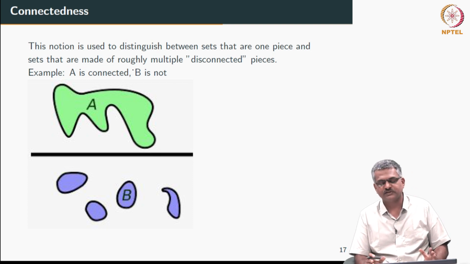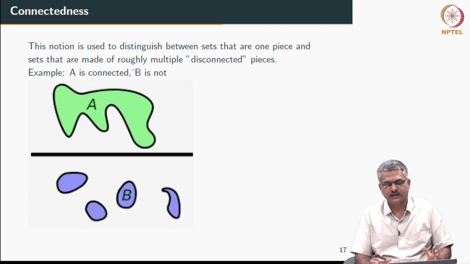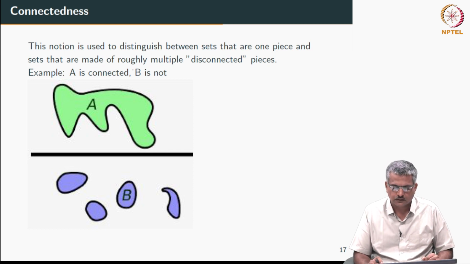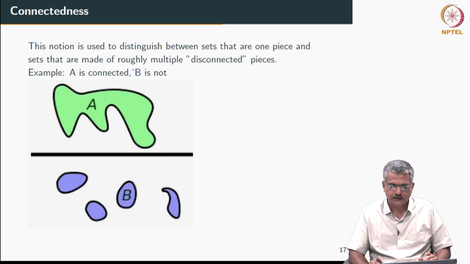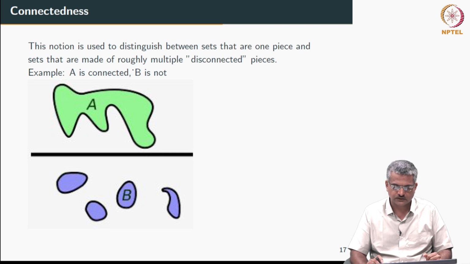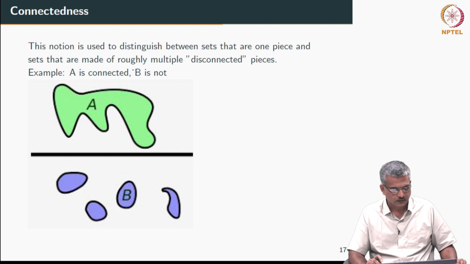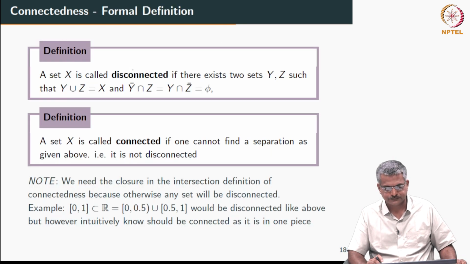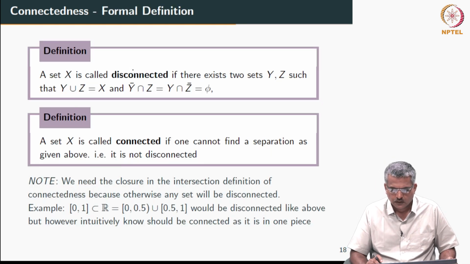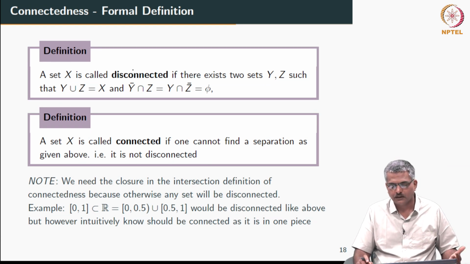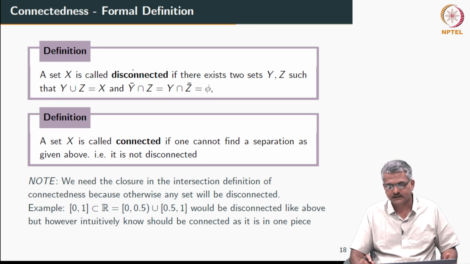So, intuitively it means that a set is said to be connected if it is in one piece, or it is said to be disconnected if it is not in one piece, right. But this is a very intuitive idea, and let us see what is the mathematical definition of the connected set, right. So, there is a notion called separated sets or disconnected sets.